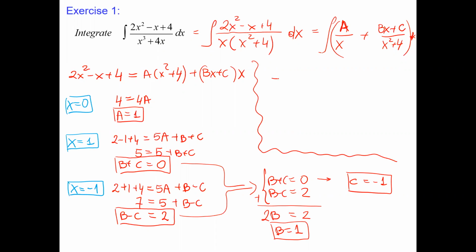Let's finish the integration. 1 over x plus 1x minus 1 over x squared plus 4. I will move to the next slide. Let me repeat this: 1b minus c, because c was minus 1, because this was 1, -1, and that's the denominator. Okay, so what do we have? Let's maybe rewrite a few things. This one is easy to integrate, we know that.